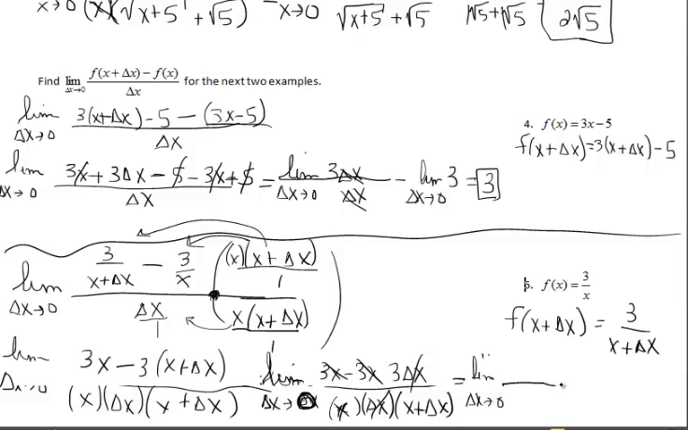Okay, so the cleanup on this is going to have us with negative 3 in the numerator, x still in the denominator, and quantity x plus delta x in the denominator. Now try evaluating at 0 when delta x goes to 0. And we're going to be left with negative 3 over, this will go to 0, x times x, or x squared.